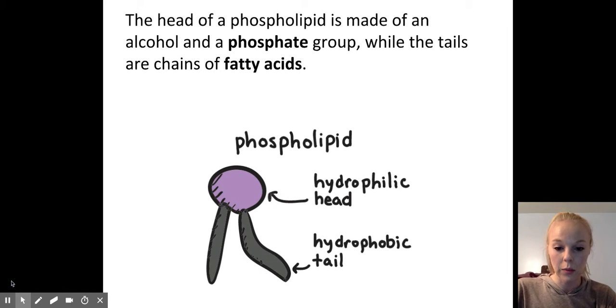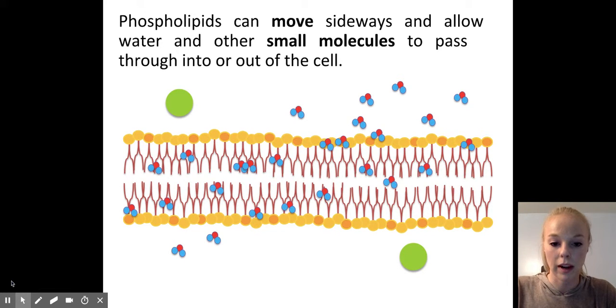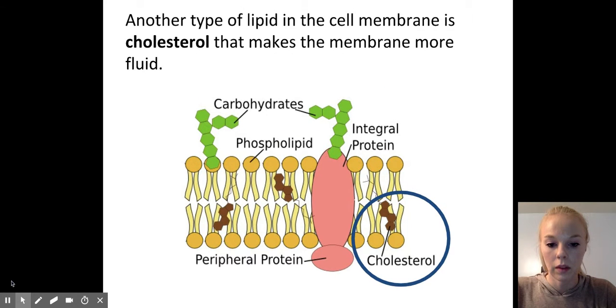Your second key word is concentration. In the plasma membrane, phospholipids can move sideways and allow water and other small molecules to pass through or into or out of the cell. There are also other molecules that make up the cell membrane. Another type of lipid in the cell membrane is cholesterol, which helps make the membrane more fluid.